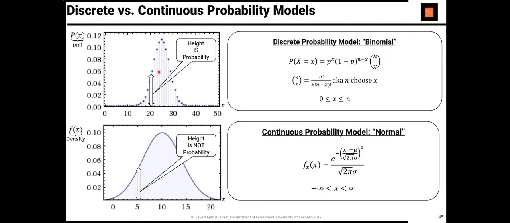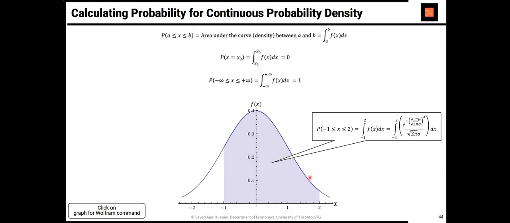One thing that really is extremely important: when you work with PMFs, discrete random variables, the heights are the probabilities. When you work with densities, the heights are not the probabilities. The probabilities, in fact, are found by the area under the curve.